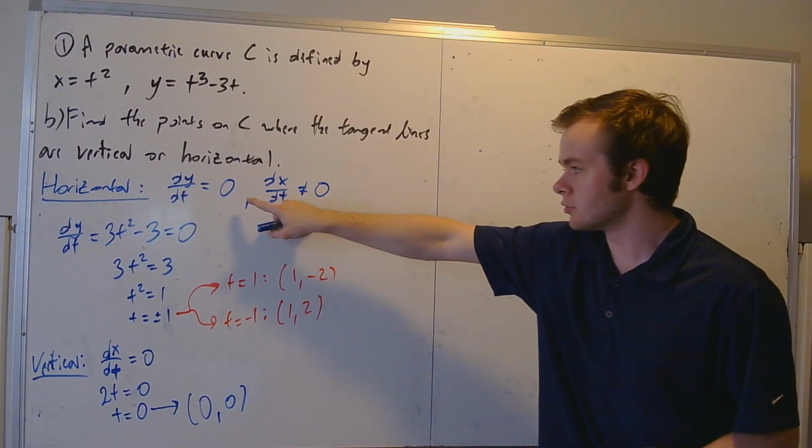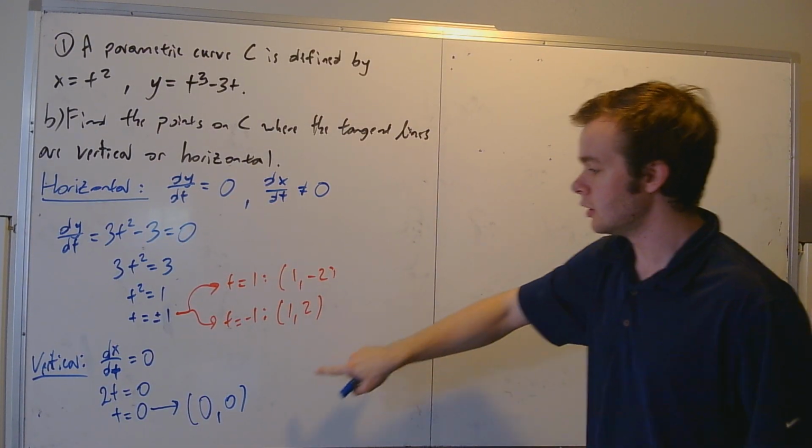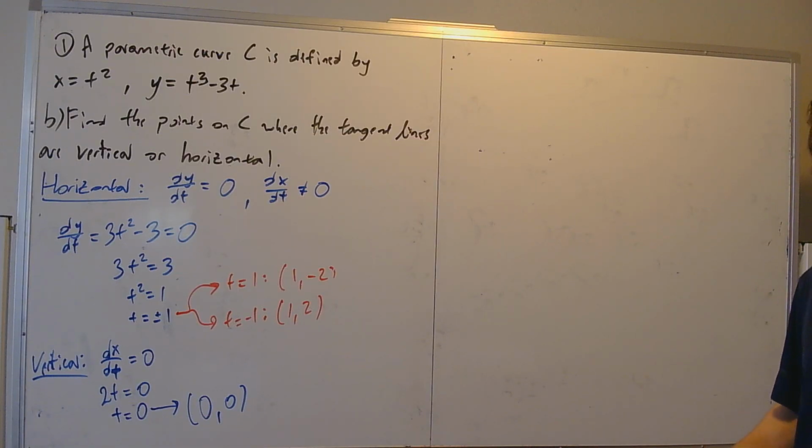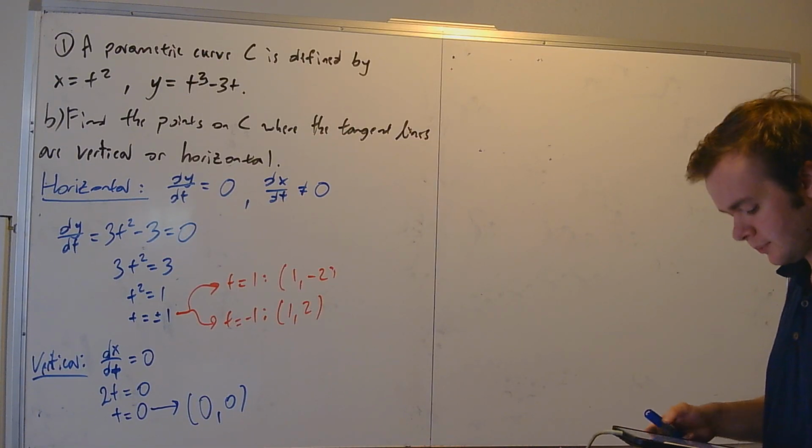So you have 2 horizontal tangent lines at these 2 points, and you have a vertical tangent line at this point. So we're just kind of collecting information about the curve as we go.